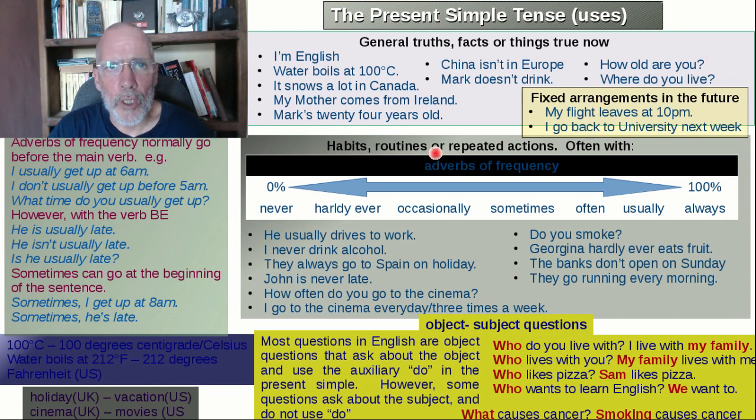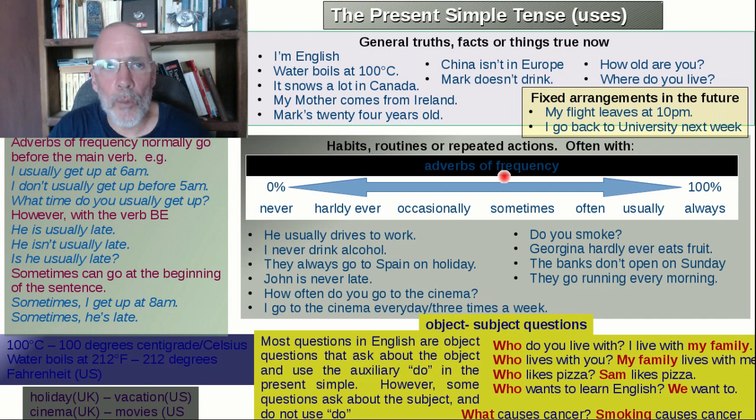Another very important use of the present simple tense is to talk about habits, routines, or repeated actions, things that occur on a regular basis every day, every week. And we often use the present simple with the adverbs of frequency. There are others, but here I have the main adverbs of frequency: never, hardly ever, occasionally, sometimes, often, usually, and always.